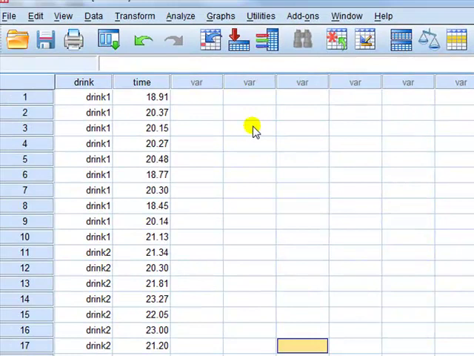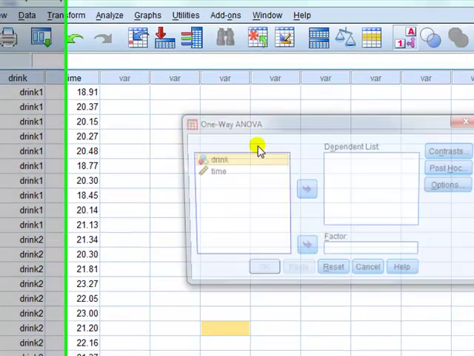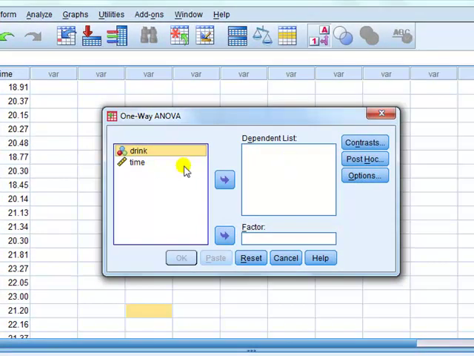Okay, now since this is a balanced design, I'm going to show you why it's balanced in a moment. We're not too bothered about normality then, so let's just run it. Let's run a bog standard one-way ANOVA. We go to Analyze, Compare Means, One-Way ANOVA. We transfer time into the dependent list. We transfer factor into the factor box, like so.